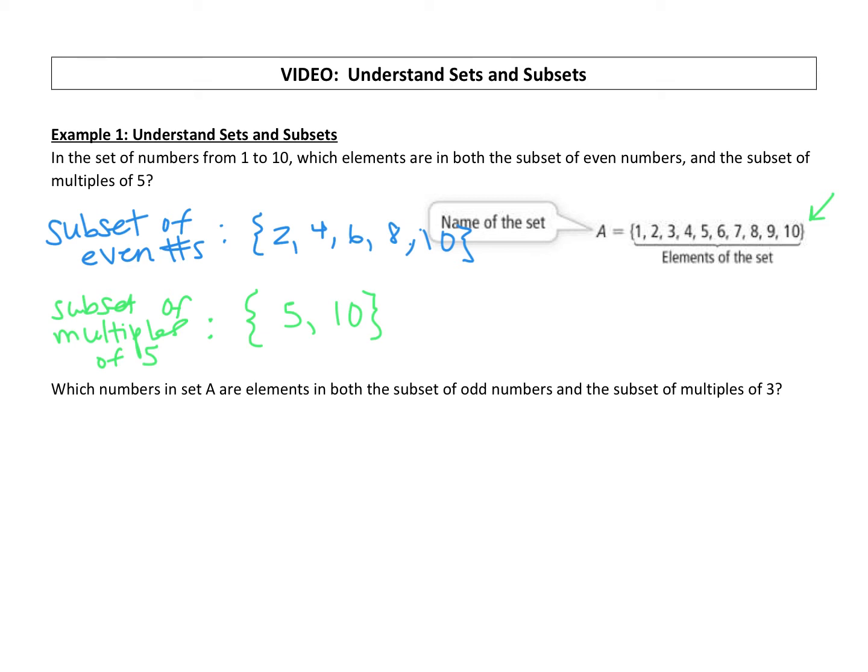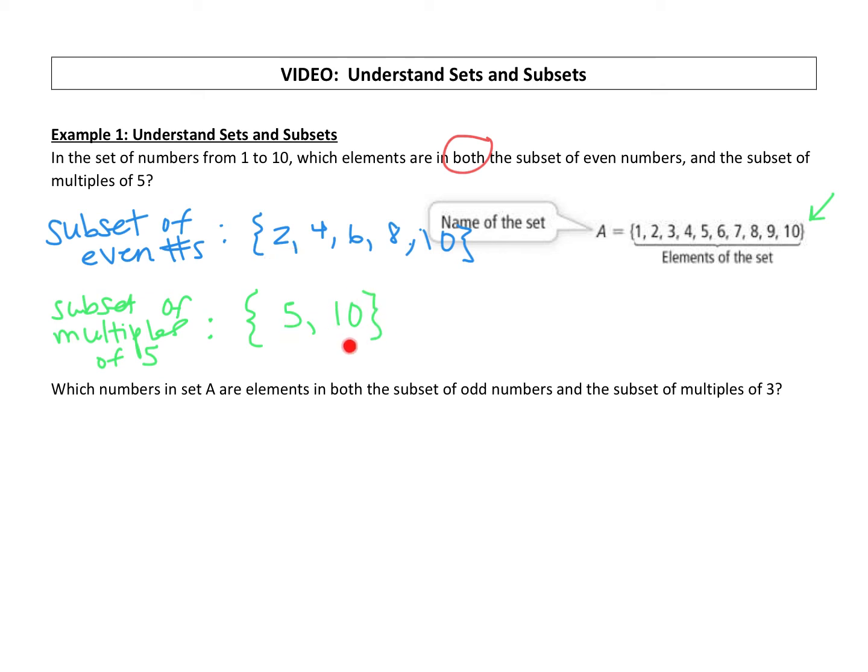So the question is, which elements, so elements are the numbers, are in both the subset of even numbers and the subset of multiples of 5. So we're basically looking at these two subsets and which numbers appear in both of those. So I'm going to start with a small one, 5 and 10. A 5 is in this subset. Do we have a 5 up here in our even numbers? We don't. 5 is not even, so it was not in that. So 5 is not part of both subsets.